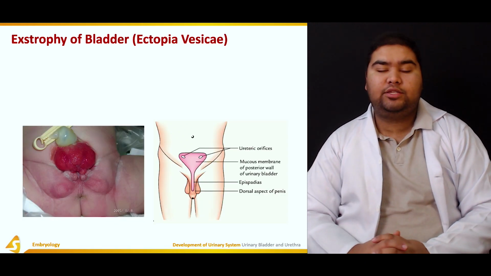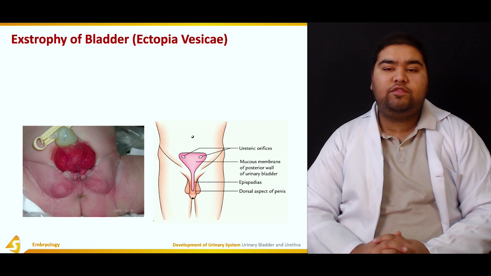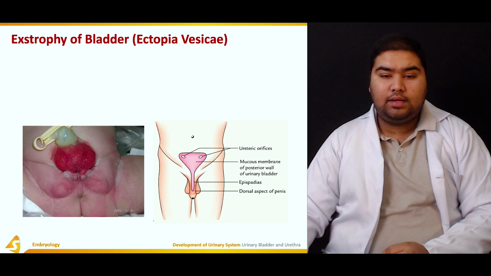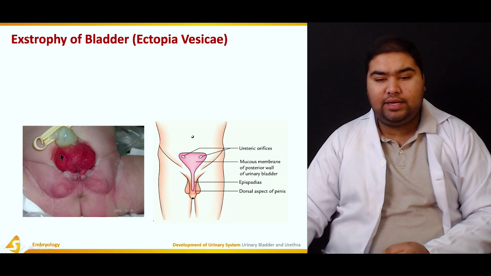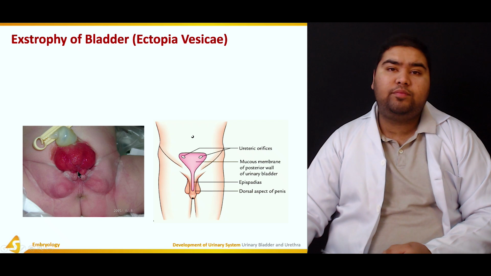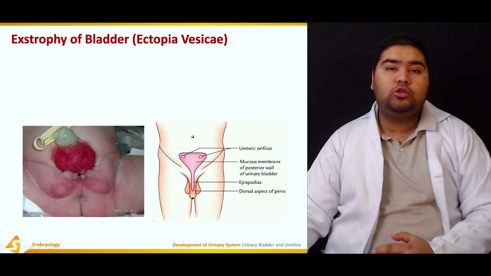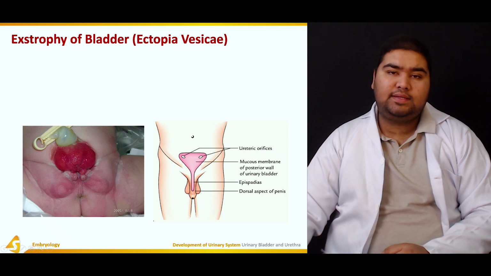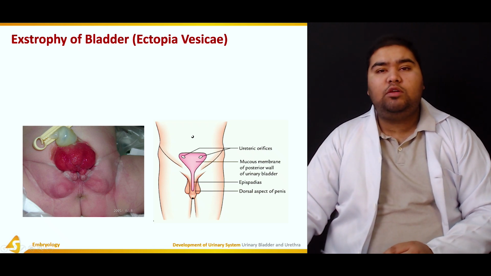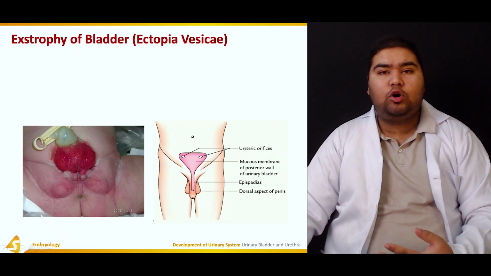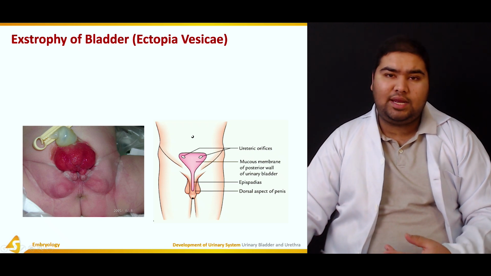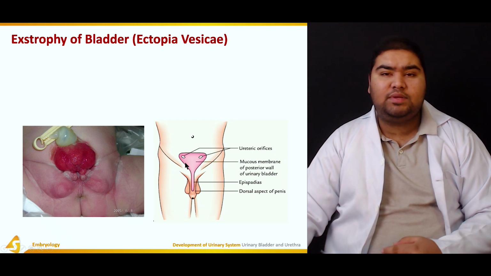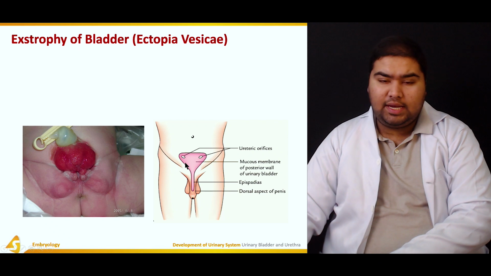Moving on, we have extrophy of bladder. Extrophy of bladder is also known as ectopia vesicae. Referring to the figure, you can see the bladder is actually protruding outwards from the anterior abdominal wall. This is a defect of the anterior abdominal wall not being formed properly, as a result of which the anterior wall of the bladder is not formed and the posterior wall of the bladder is exposed to the exterior, and the ureteric orifices, as seen in the schematic figure, can be seen directly with the naked eye.